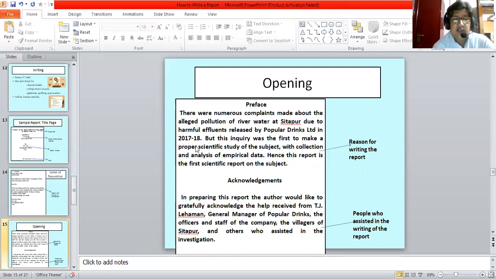So in preparing this report, the author would like to gratefully acknowledge the help received from T.J. Rahman, General Manager of Popular Drinks, the officers and staff of the company, the villagers of Sitapur, and others who assisted in the investigation. So these are all the people who have helped. The officers and staff of the company, then the villagers, and also other people in the area have helped in the investigation. So they are all thanked by the writer of this report.